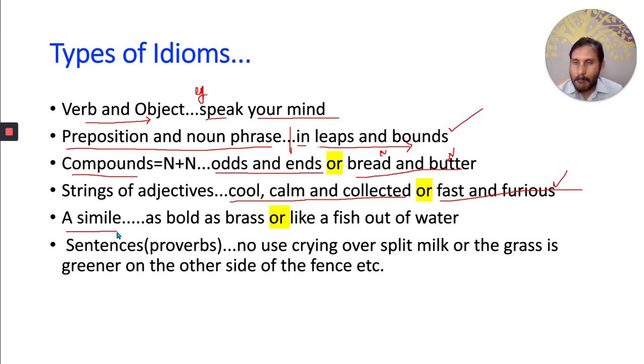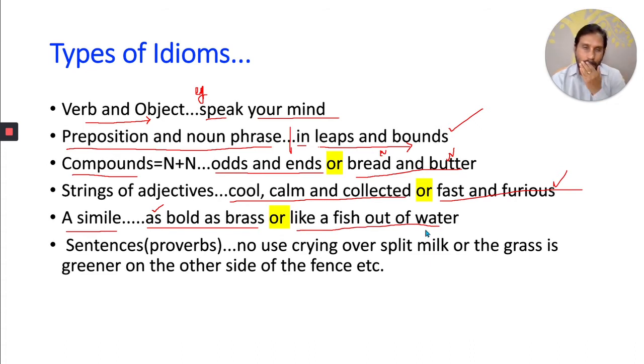A simile. A simile is a figure of speech which makes use of 'as' or 'like'. For example, as bold as brass. This particular idiom makes use of 'as'. That's why it's a simile. Like a fish out of water: somebody in a difficult situation.